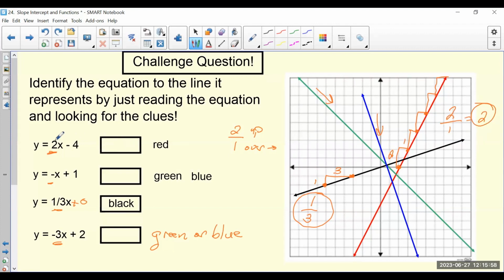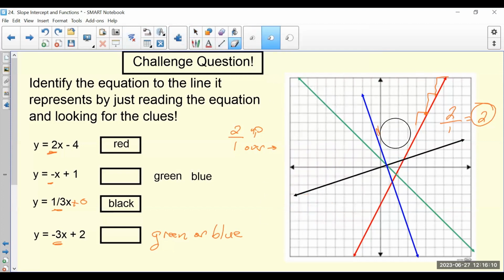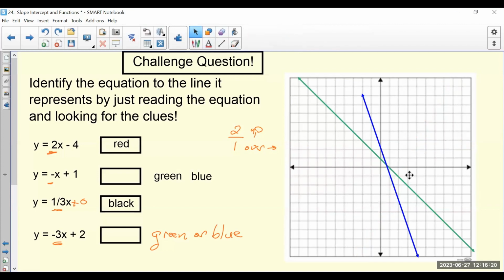And now I've got that right there. Right there's my slope of 2. So I can move that red in there. All right, let's get rid of some of the writing here. So to make this a little bit easier, let's get rid of the red and the black line. Those were the 2 lines that were going in a positive direction.